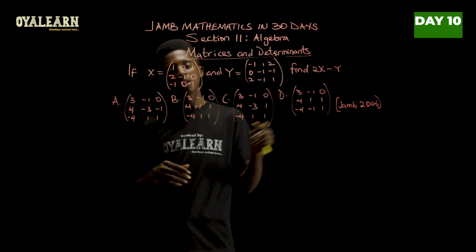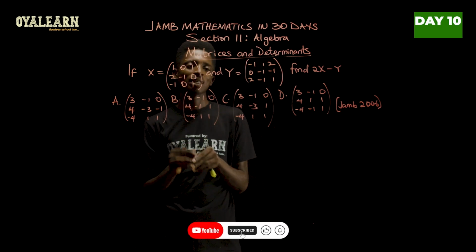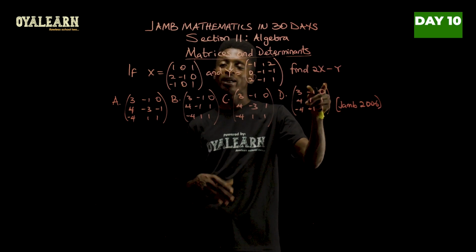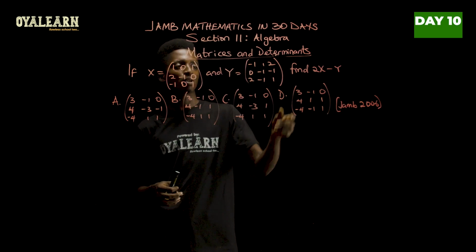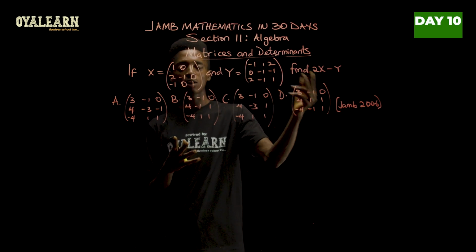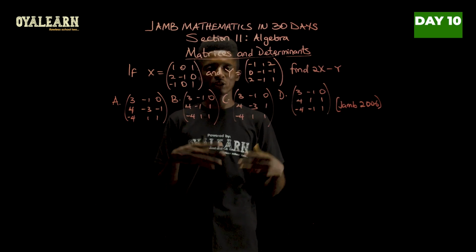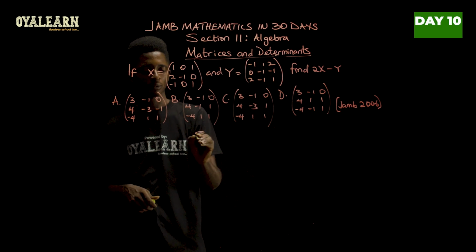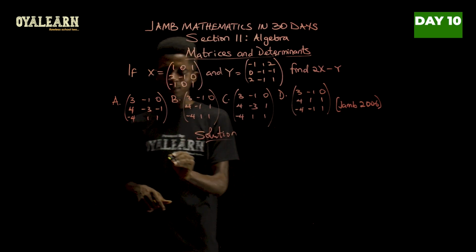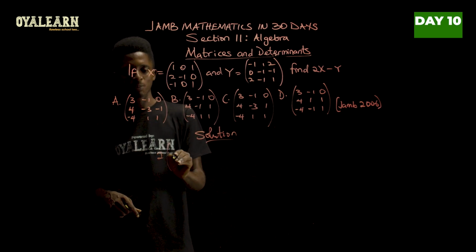In this question from 2006, we're given two 3 by 3 matrices, X and Y. And then we're asked to find 2x minus y. What this means is that we're going to multiply x by 2, this 2 being a constant, then minus matrix Y. So to solve this, let's first multiply matrix X by the constant 2. So 2 multiplied by matrix X.